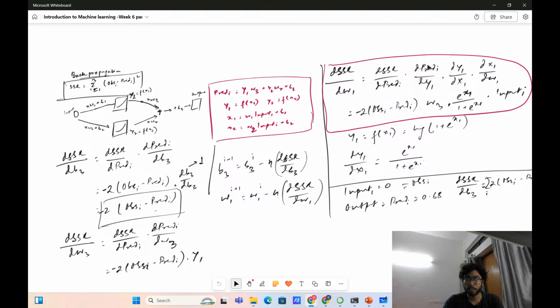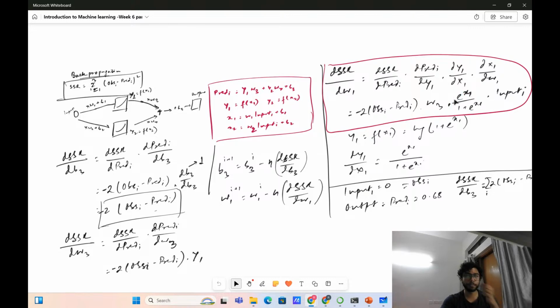This we have done: derivative of predicted with respect to y1. If you take the derivative here, you'll get w3. Then derivative of y1 with respect to x1. y1 is a function of x1, and this function is the softplus function, which is log of 1 plus e to the power x, right? So you need to use the derivative of log: 1 divided by (1 plus e to the power x) times the derivative of the inside part. The inside derivative is e to the power x, so the total derivative comes out to be e to the power x divided by 1 plus e to the power x, right?